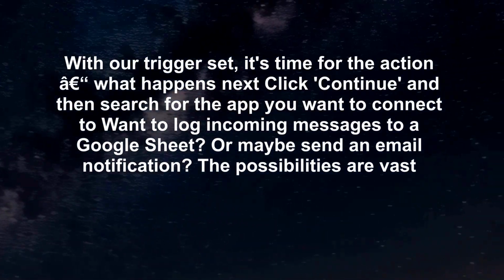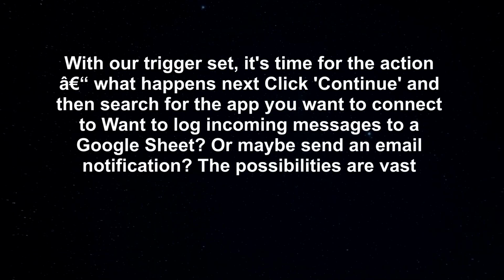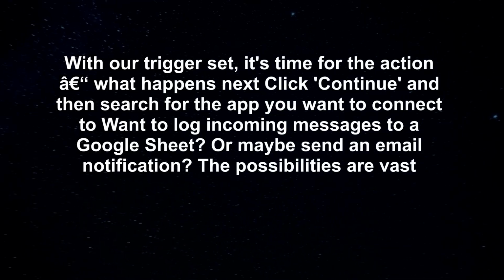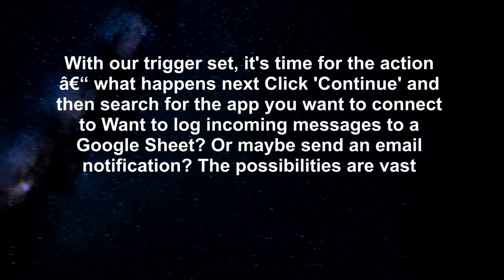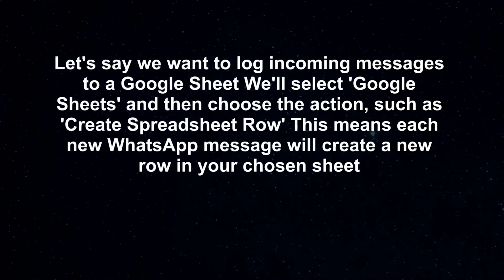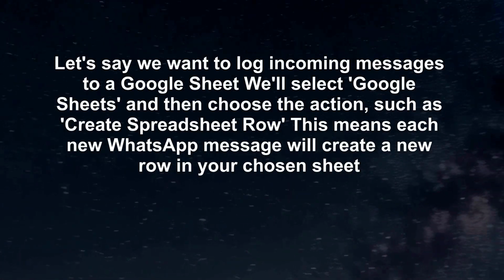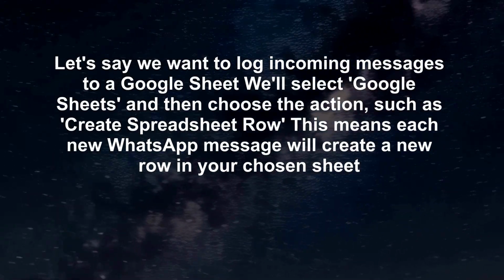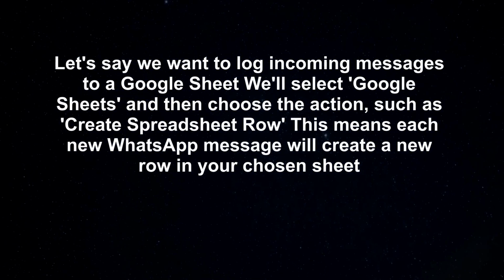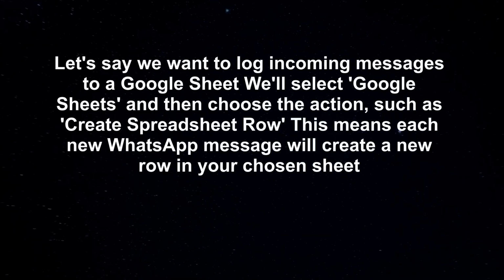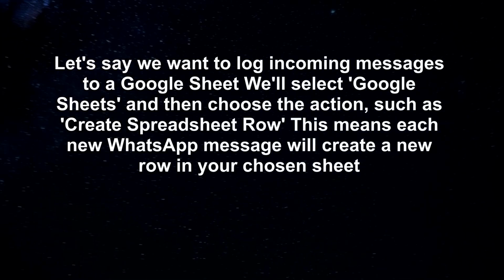Want to log incoming messages to a Google Sheet, or maybe send an email notification? The possibilities are vast. Let's say we want to log incoming messages to a Google Sheet. We'll select Google Sheets, and then choose the action, such as Create Spreadsheet Row. This means each new WhatsApp message will create a new row in your chosen sheet.